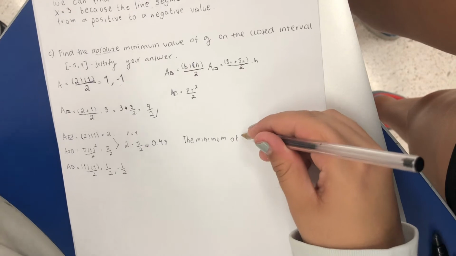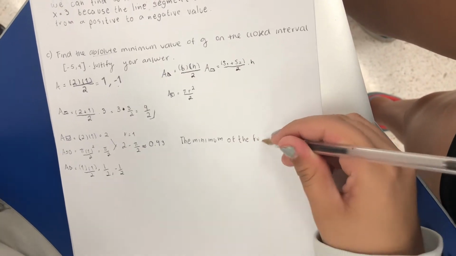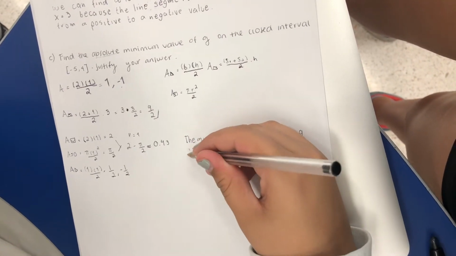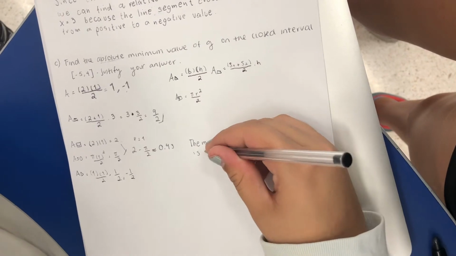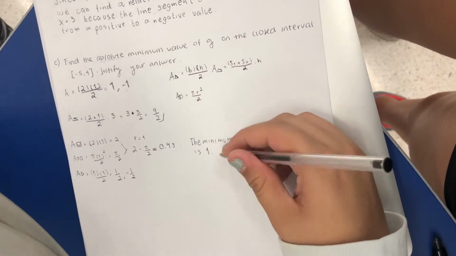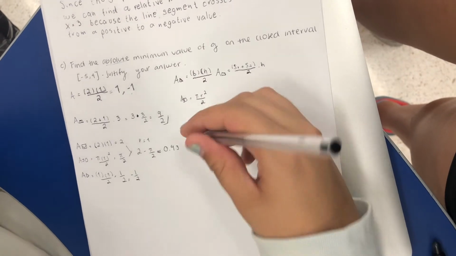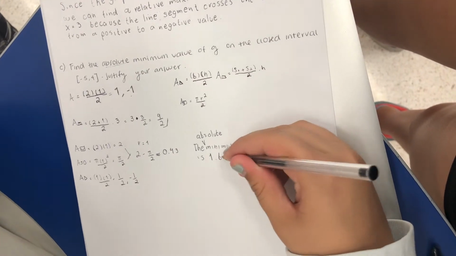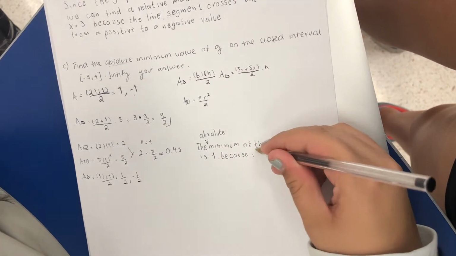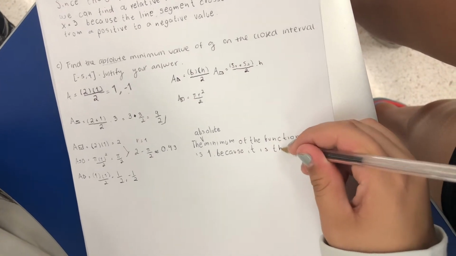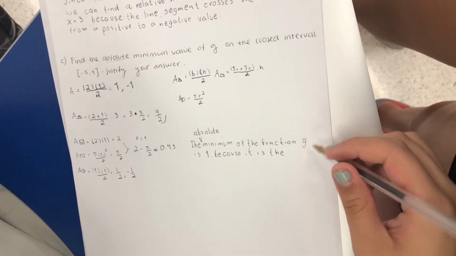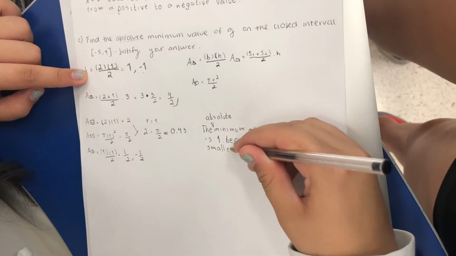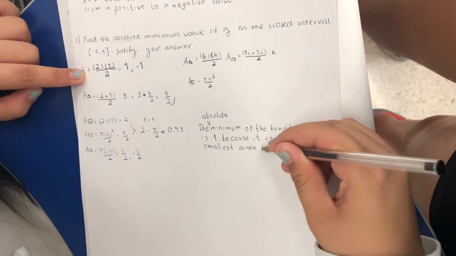So the minimum of the function g is 1. So we have to specify that it is the absolute minimum. And then we justify it because it is the smallest area found.